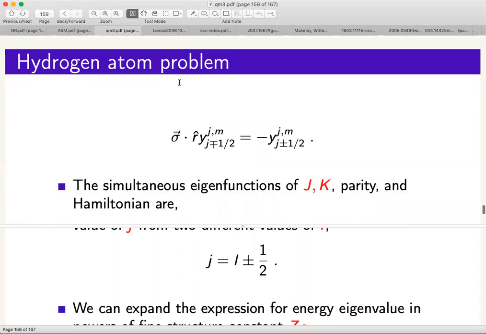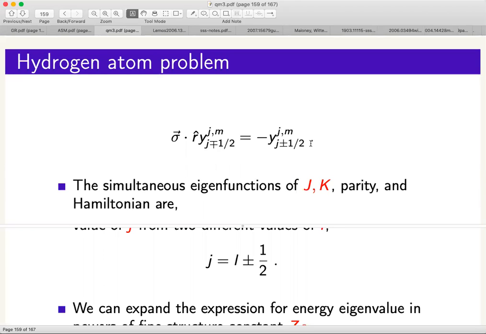So this is an equivalent statement to what I said: if you multiply by sigma dot r to j minus or plus half, you get an answer which is minus j plus or minus half, and that's why it swaps the value of j from j minus half to j plus half. And that switch would require L to shift by 1, since S is fixed to be half all the time.